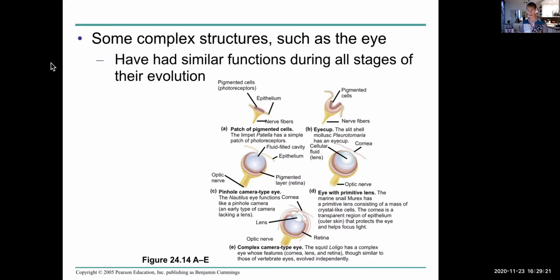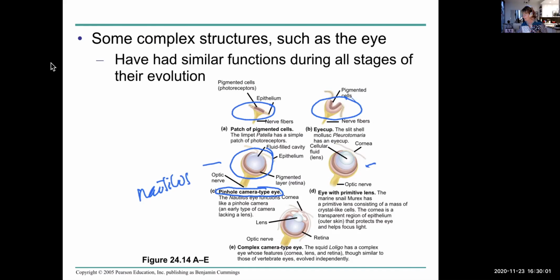So we can see increasingly complex structures that have a similar function. So they are adaptive at all these various stages. Here's just a patch of pigmented cells. Here's an involution of pigmented cells that can show the direction, for example, of predators. Here's a cavity that's filled with fluid and a little hole in the membrane, a pinhole eye. So the nautilus has that kind of eye, which exists today. The eye with a primitive lens, I think that's a marine snail that has that.